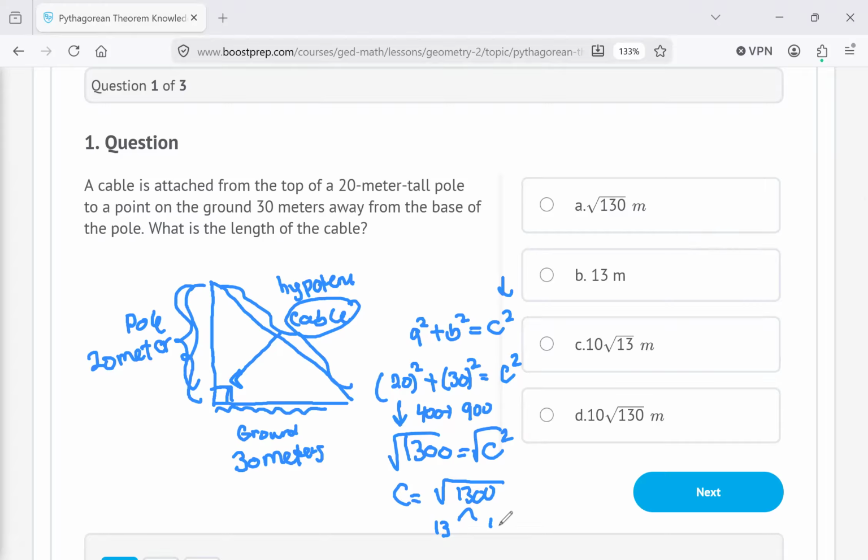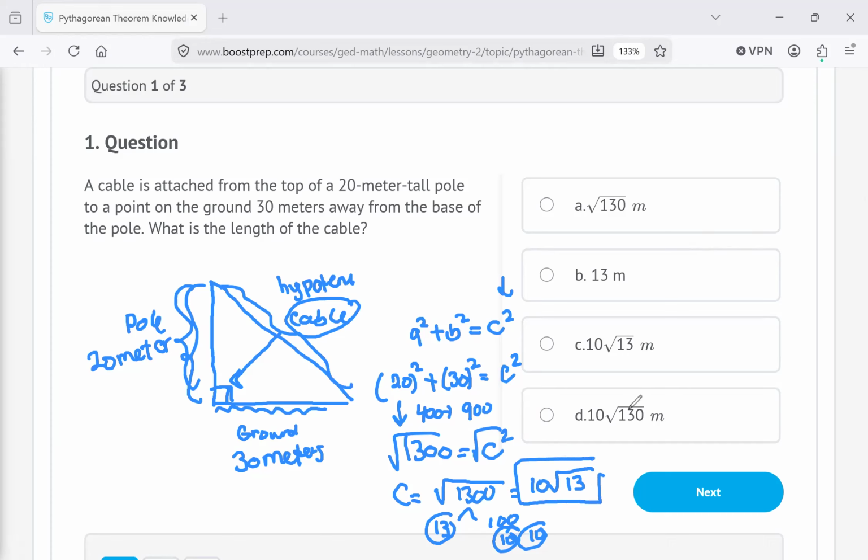Then what you do is circle your prime numbers. 13 is prime. 100 is not. It can be broken down as 10 and 10, right? And then these are a pair. So this 10 and 10 just becomes 10, and inside the radical is the prime number 13. Okay, so this is your final answer.